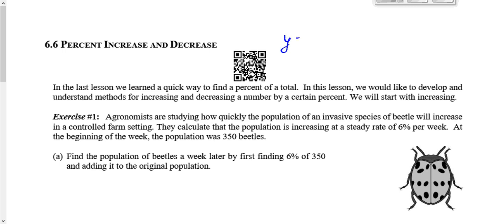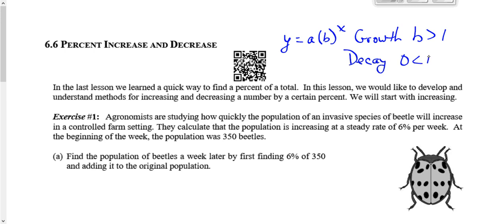If I have y equals a times b to the x, that b, when is this growth? And b is what? Greater than 1, right? And when does it decay? B is between 0 and 1, like a half, or 0.8, or something like that, right? What's negative? We're not going to get into that.